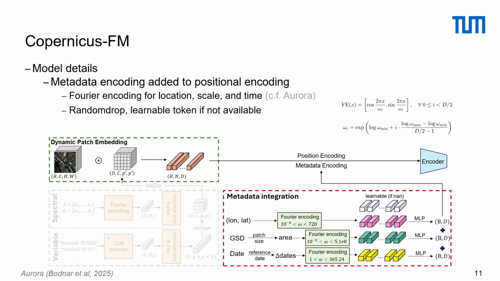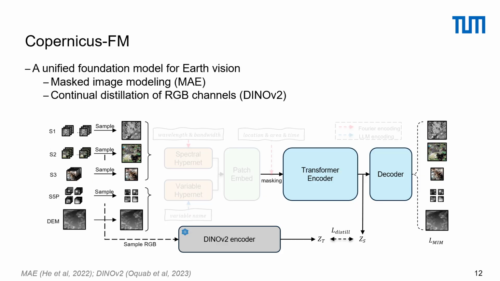In addition to images, we integrate important metadata into the model by adding their encoded vectors onto positional encodings. This enables the model to reason about where, when, and how big area the observation was made. To reflect real-world scenarios where the metadata can be incomplete, we apply stochastic metadata dropout during training. A learnable token is used in these cases.